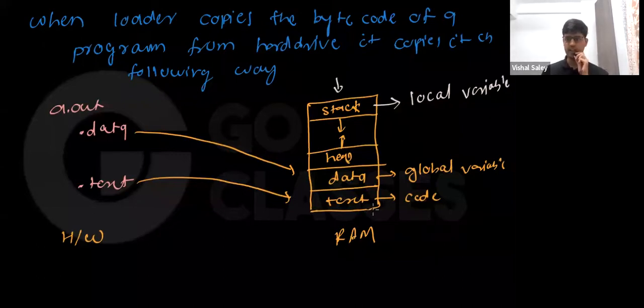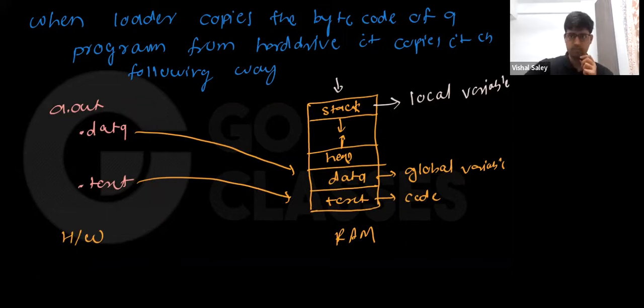Any doubt in text, data and stack? There was a question: if it is stored in global, then it will come in this data section. If it's local, then local variables go into the stack. Is this understood? If you have any doubt, you can ask.